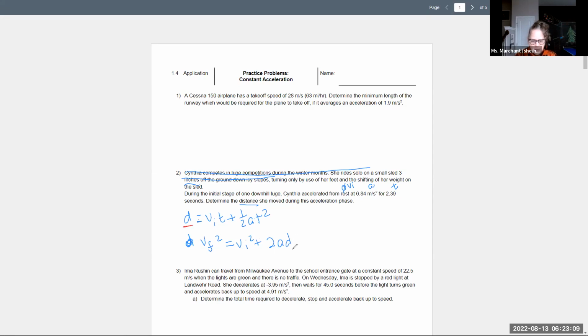We want the distance. We have velocity initial, we have acceleration, and we have time. So we could use this top equation. We do not have velocity final, so we would have 2 things missing on the other one. So we would be using that top one. Velocity initial times time is 0, plus 1/2, and then our acceleration is 6.84.